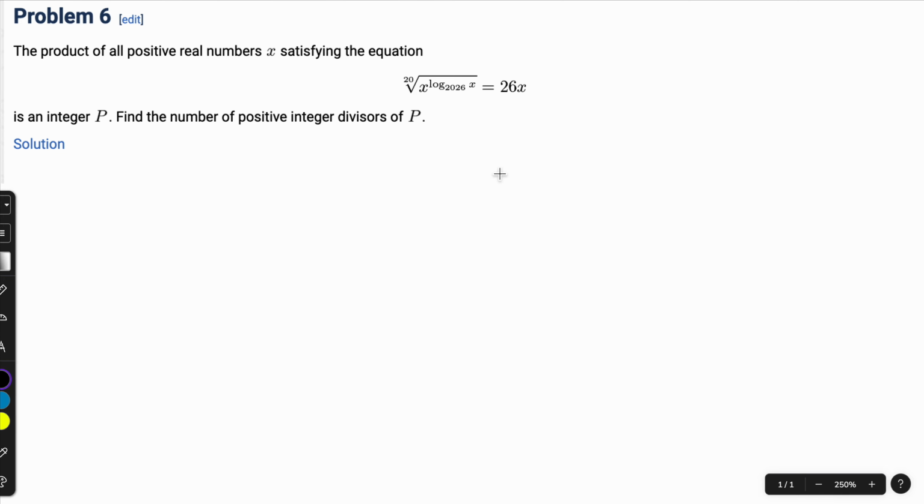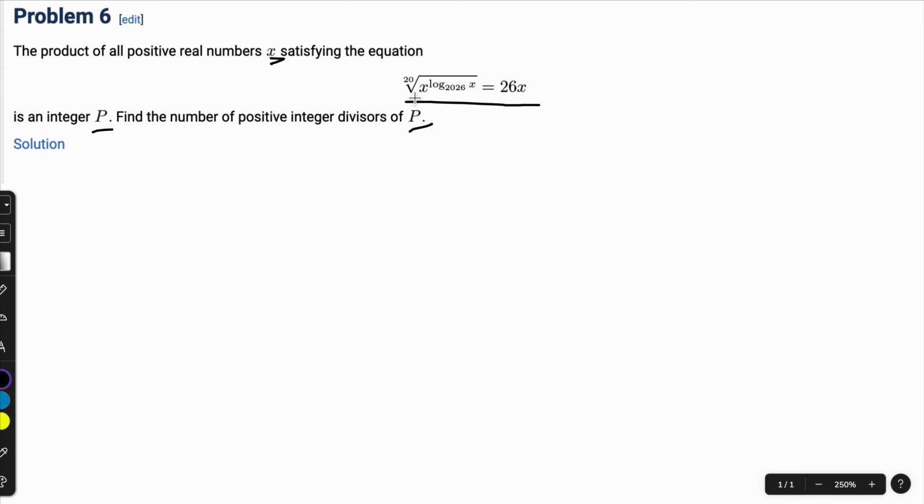Hi guys, today we'll do the 2026 problem 6 from the AIME 1. So, the product of all positive real numbers x satisfying this equation is an integer p. Find the number of positive integer divisors of the integer.